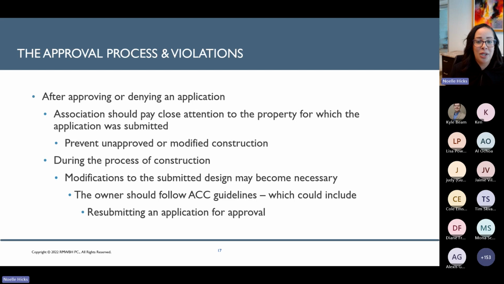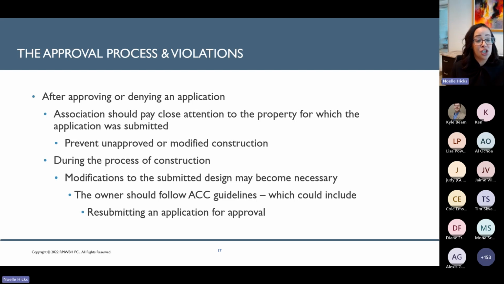In several instances, we see that POAs wait to take action against some sort of unapproved construction. Like if you have passed by this home and you see that they're building a kitchen in the backyard and you denied their application, that's an unapproved construction. We want to do what we can to prevent that in the early stages of it.